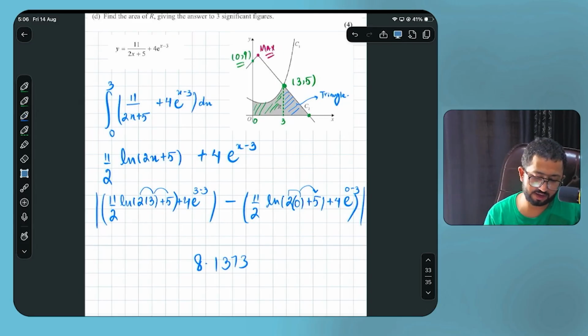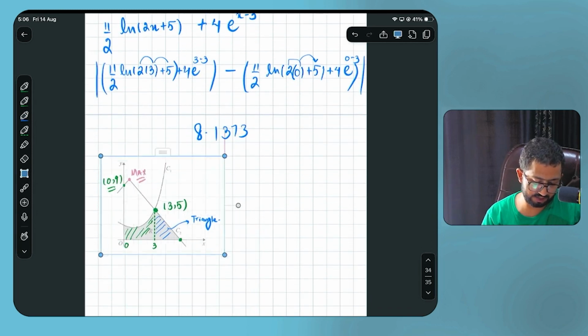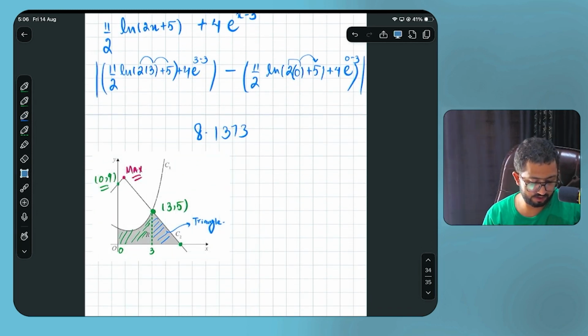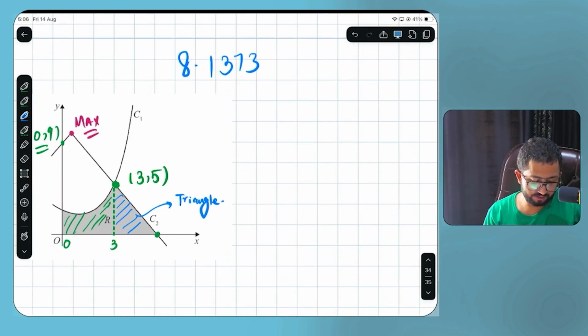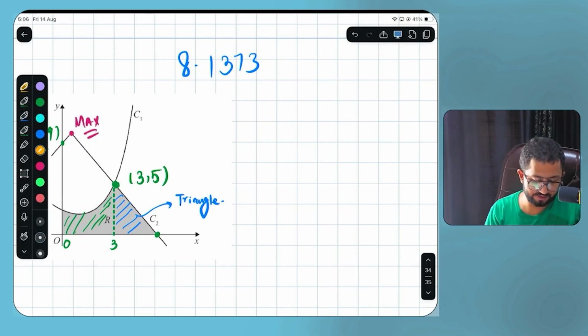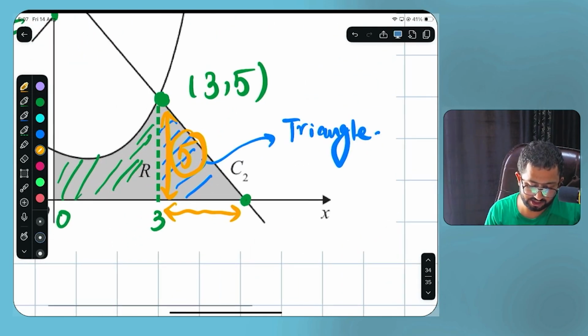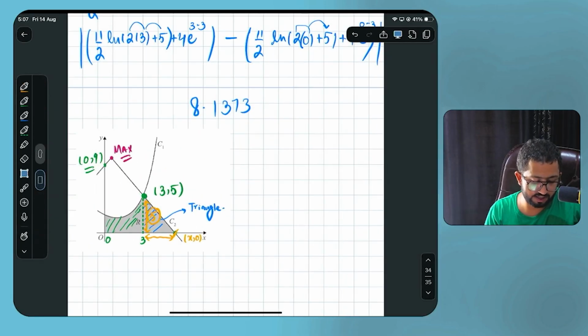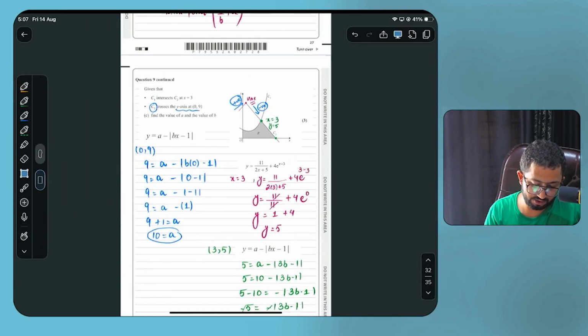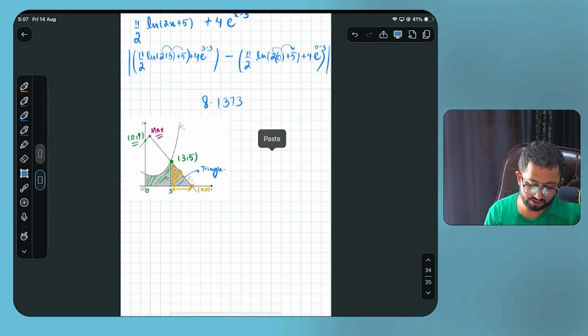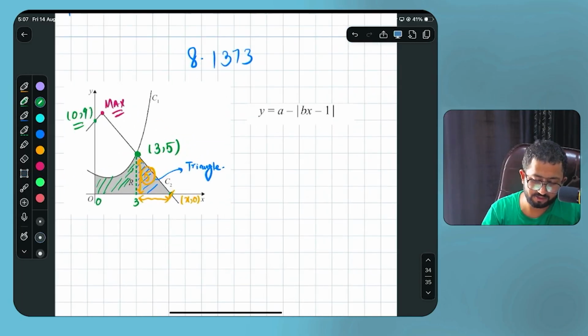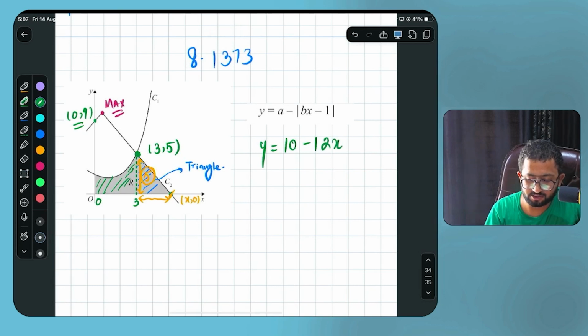Now I have to figure out the area of the triangle. If you want to find the area of the triangle, that is the base and that is the height. I know the height. Height is actually 5. The only problem with the base is I don't know this point. I know this point is x comma 0, which lies on curve 2, and we know what curve 2 is. Yes sir, we know that A is 10 and B is 2.